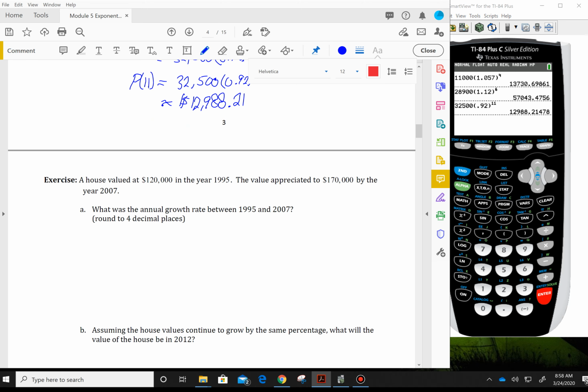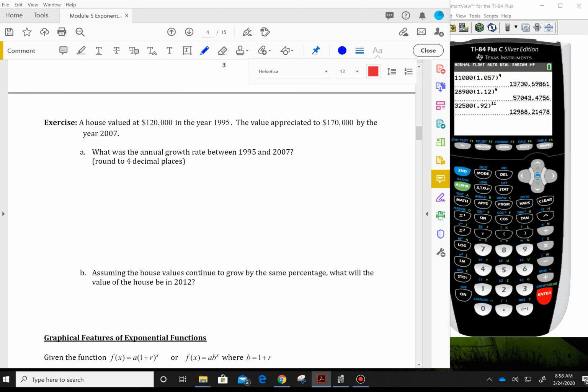Let's look at another example. This one would be slightly different. A house valued at $120,000 in 1995. The value appreciated, it grew to $170,000 by the year 2007. What was the annual growth rate?